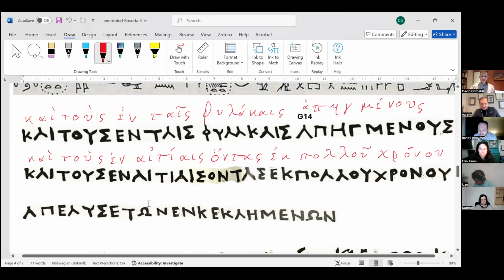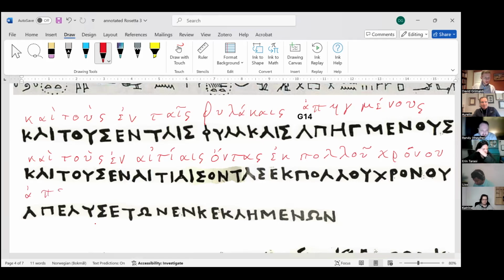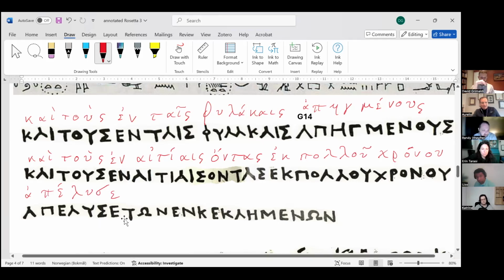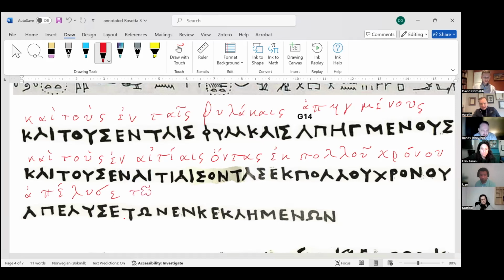And then comes another verb. Apeleus. Wait, where does the accent go? Apeluse. Apeluse. Yes. Apeluse. And that comes from luo, or apoluo, to release, I guess. In this case, that makes sense. Apeluse. Ton, genitive plural. Ton. Enkeklemenon.